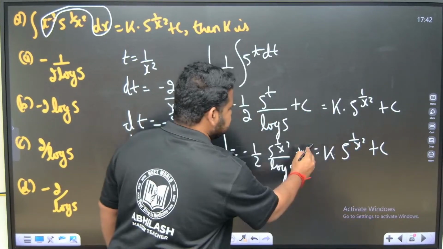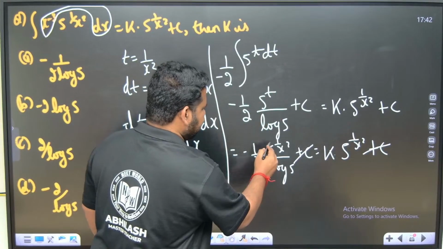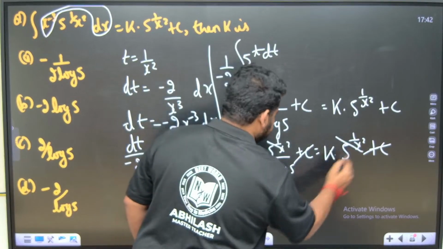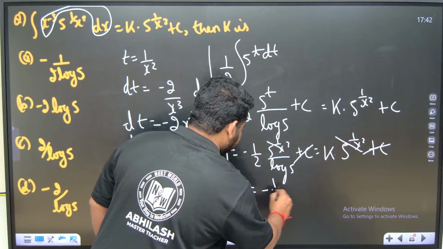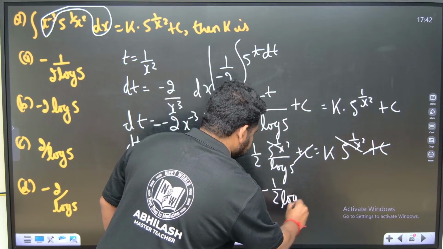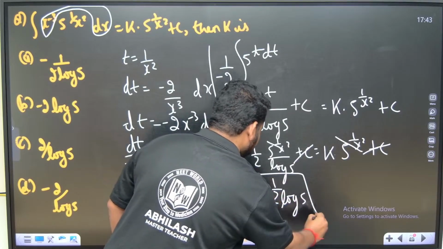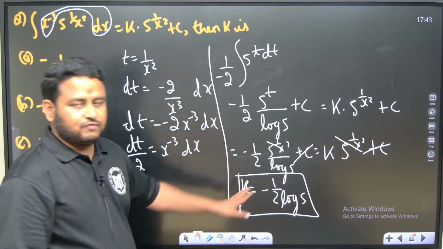Now what can I cancel? C I can cancel, and 5 to the power of 1 by x square I can cancel. What am I left with? I am left with k is equal to minus of 1 by 2 log 5. Okay, k is equal to minus of 1 by 2 log 5.